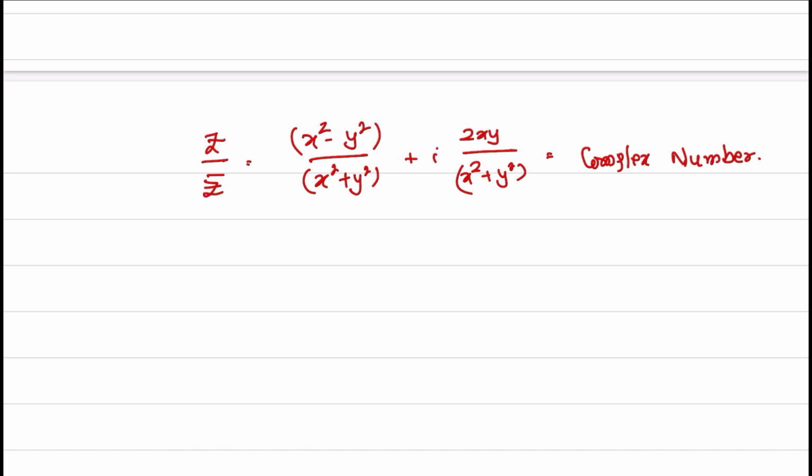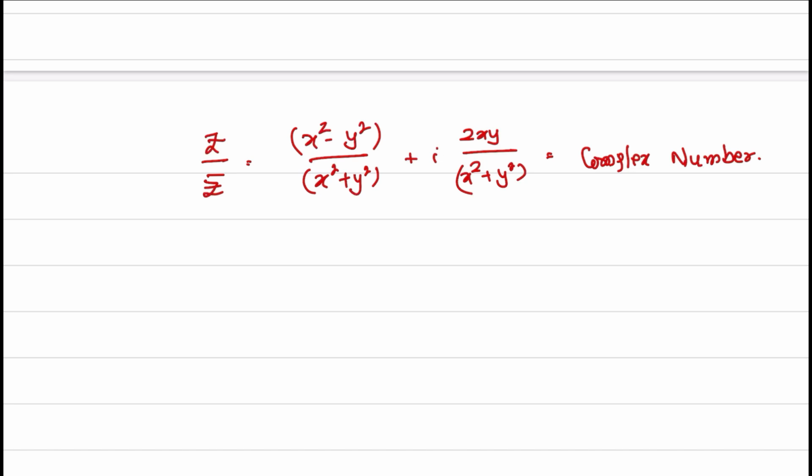A division of a complex number by its conjugate produces a complex number, provided x square plus y square is not equal to 0. That means x and y have a non-trivial solution. X and y are not equal to 0. X is equal to y is equal to 0, that's a trivial solution. For a non-trivial solution, it's a complex number.